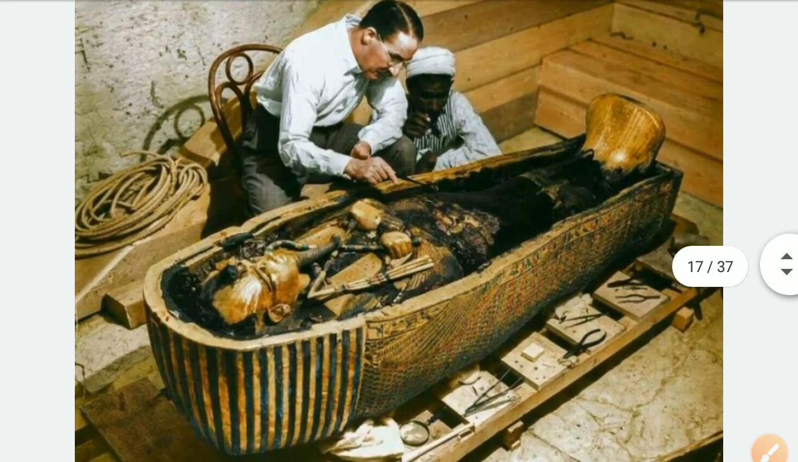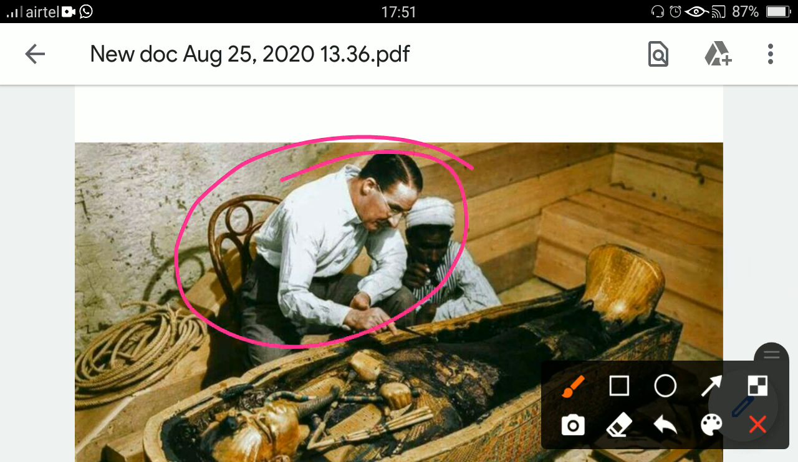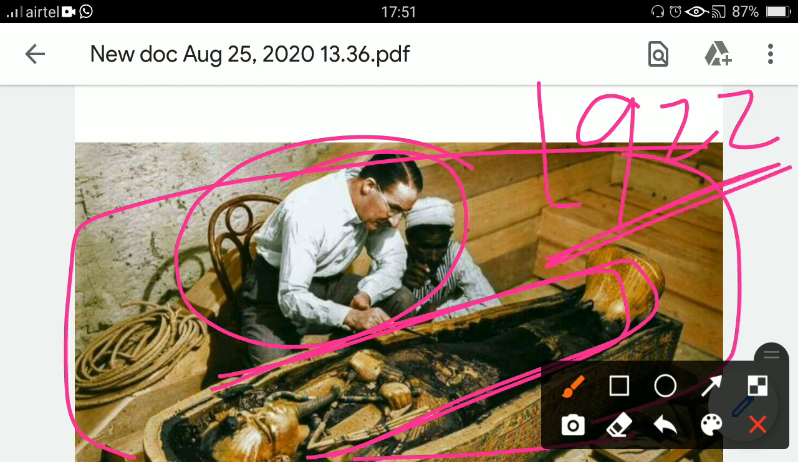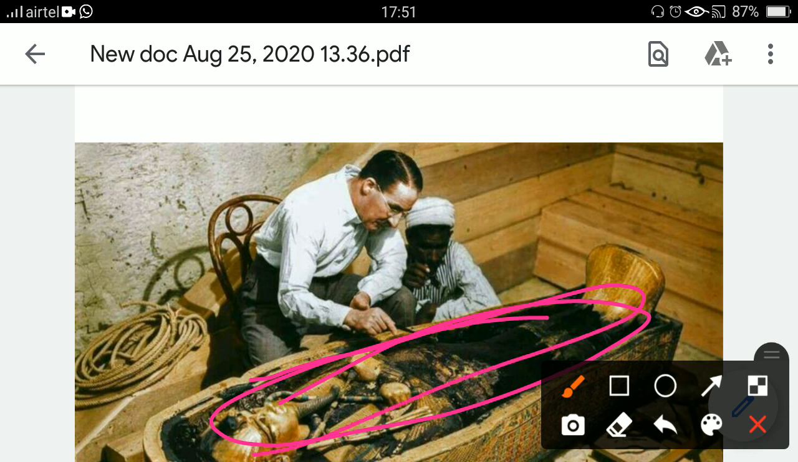Then comes a picture of Howard Carter. This is Howard Carter. He discovered this tomb or this coffin and the whole tomb in 1922. However, he was searching for it for many years, but in 1922 he became successful. You can see him working on this body. He is doing something to take this body out, because this mummy of King Tut is actually cemented with the help of resin. So it's very difficult for Howard Carter to take the body out, dead body.